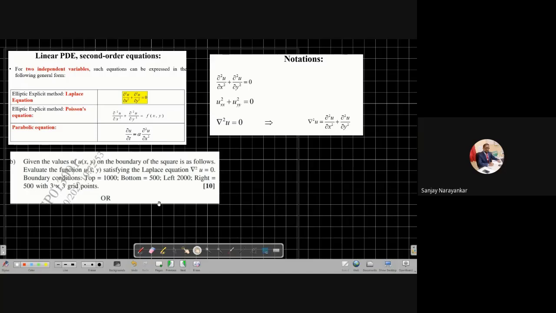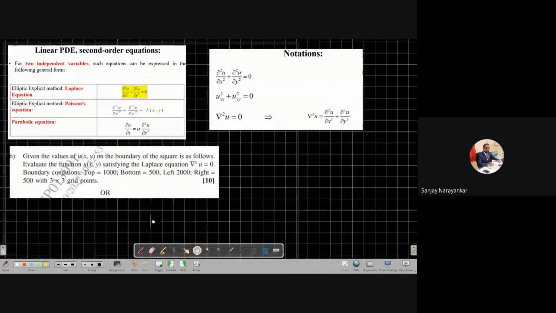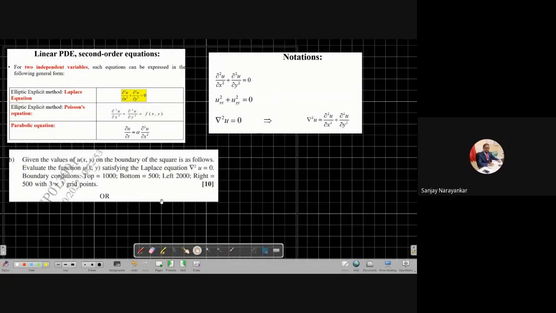Okay. See, in yesterday's discussion, we had an ordinary differential equation. Today, we'll focus on partial differential equations and how to find the solution. Basically, in partial differential equations, we learn there are three techniques. One is called the Laplace equation, second is Poisson's equation, third is the parabolic equation.